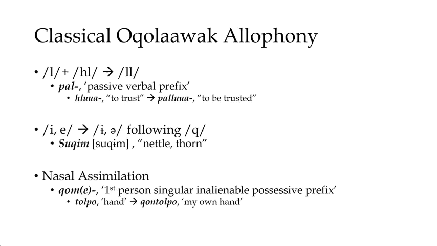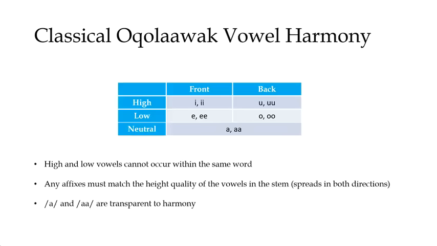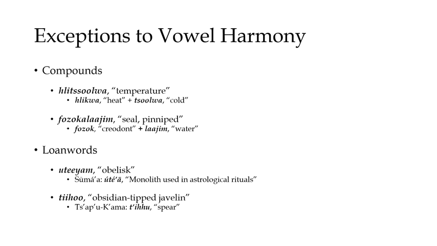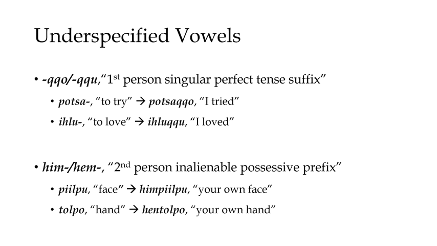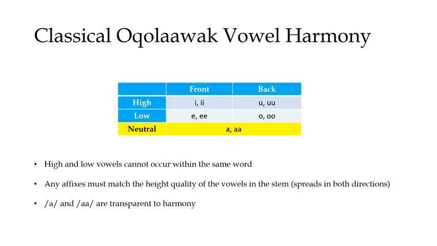Of all of Oqolaawak's phonotactic rules, the most notable are its 2 concomitant harmony systems. Oqolaawak features a pretty simple vowel harmony system based on height. High and low vowels cannot co-occur within the same word, with a couple of exceptions. This means that most affixes have 2 forms, one for stems that contain high vowels and one for those with low vowels. However, the vowel A is considered neutral and can coexist with either set.